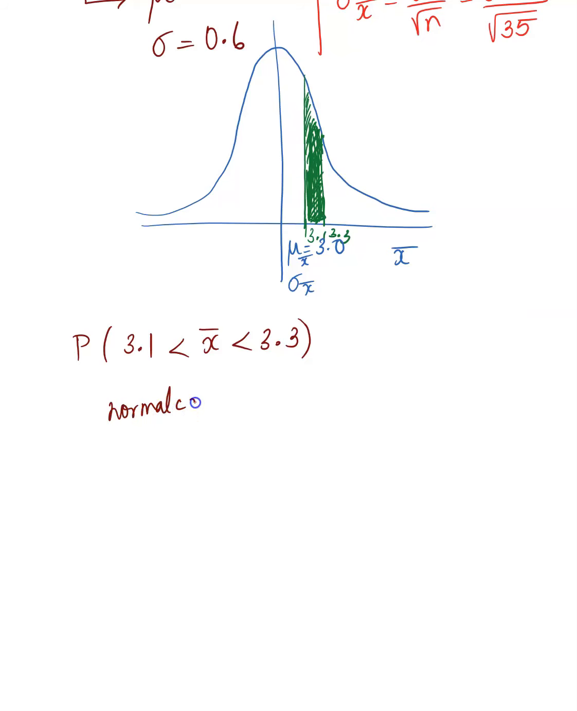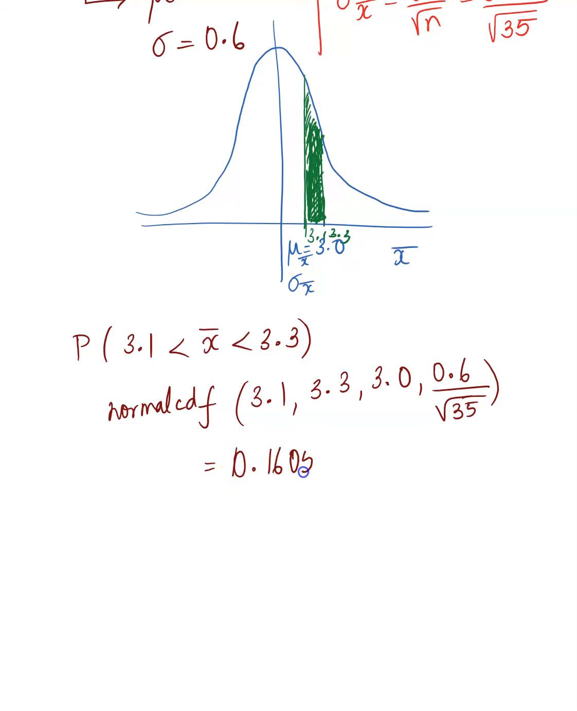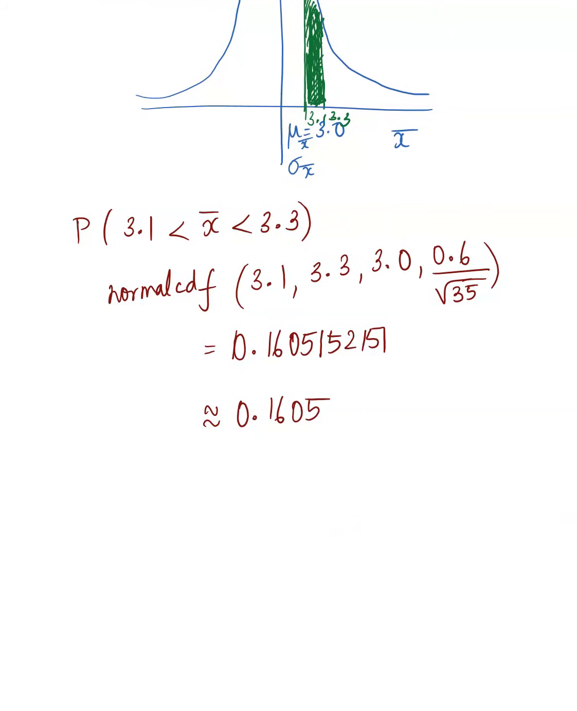Normal CDF, 3.1, 3.3, 3.0, 0.6 over root 35. That comes out as 0.1605. If they said round to 2 decimal places, that's fine as well.